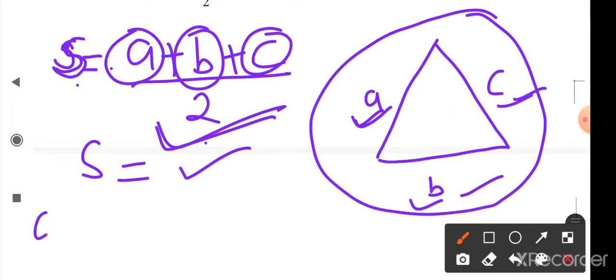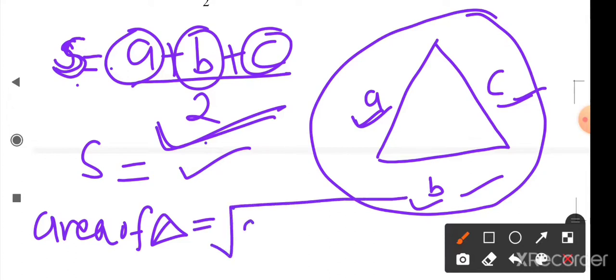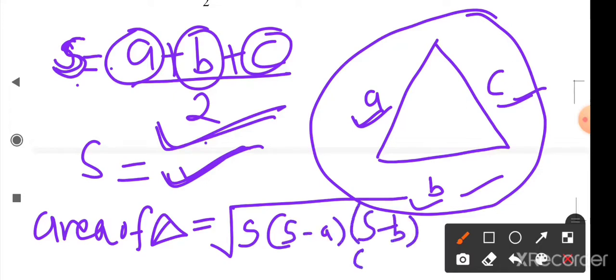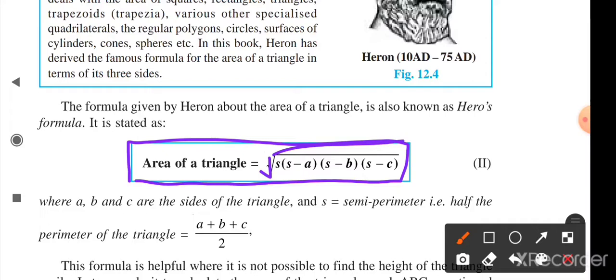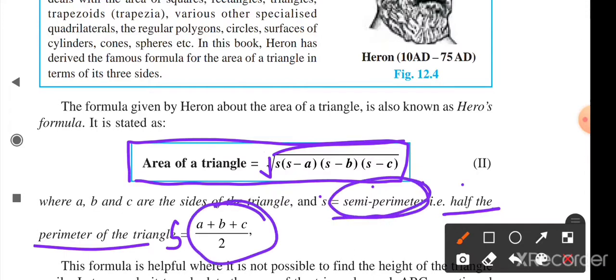Now the area of triangle is equal to under root S into S minus A, S minus B and S minus C, all inside the under root, whatever the value of S you have found here. So this is the final formula of Heron's. I will show you. This is the area of the triangle and this is Heron's formula: under root S into S minus A, S minus B, S minus C, and the value of S is known as half of the perimeter or semi-perimeter, and the value of S is A plus B plus C upon 2.